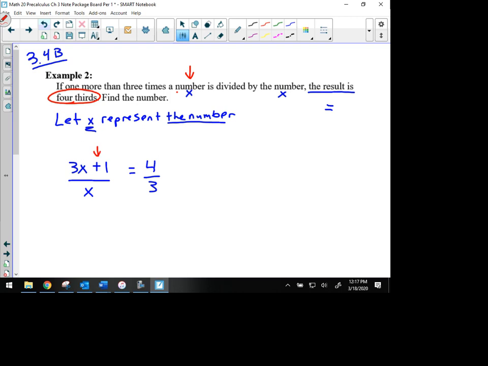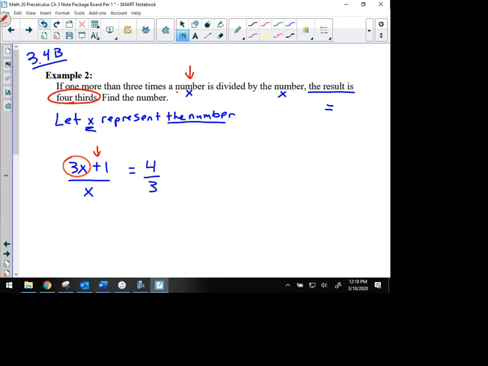If one more than 3 times a number, 3x, is divided by our number x, the result is 4/3. So we see that the wording of the question is wordy, and we've spent a lot of time trying to decipher that, but it does follow an order. We can read the question and take the pieces directly from the wording and put them right into our equation, really from left to right in a lot of ways.